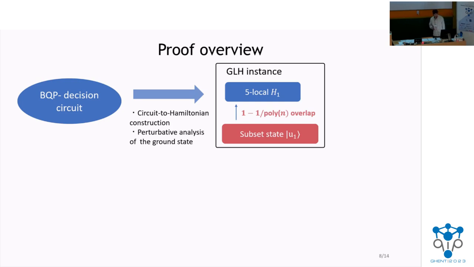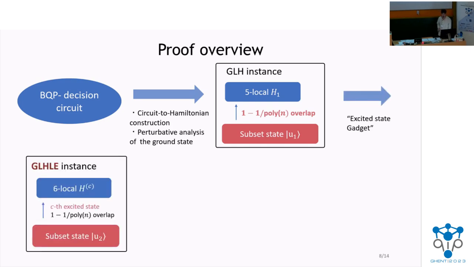Here, we use a variant of circuit Hamiltonian construction and a perturbative analysis of the ground state to show the BQP hardness. And then we use a so-called excited state gadget to obtain the GLHE instance, which is given by a 6-local Hamiltonian HC and the semi-classical guiding subset state U2. And this U2 is promised to approximate the k-th excited state of HC with 1 minus 1 over poly precision.